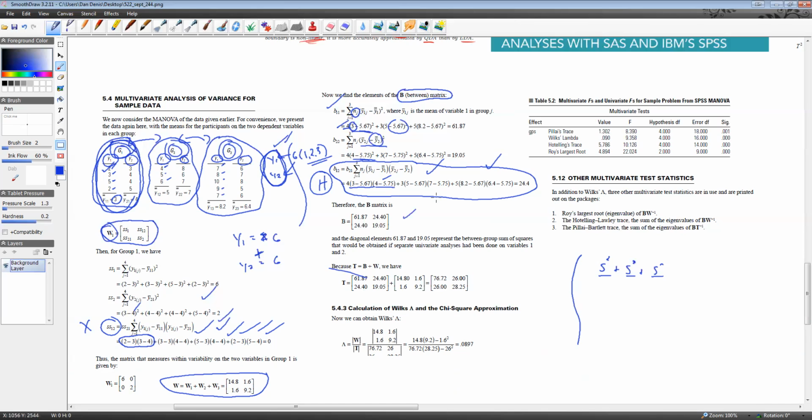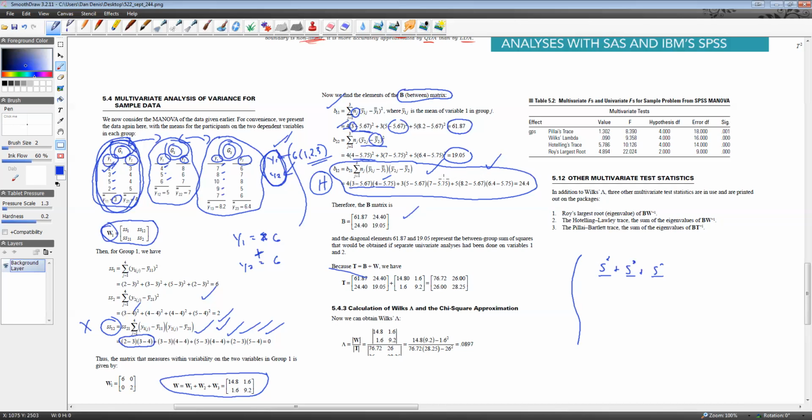So when I compute my B matrix, I compute these terms and then I add them in. There's the between term for group 1, between for y1, y2, and then this is for the grouping structure. And I'm going to put those in this matrix B.